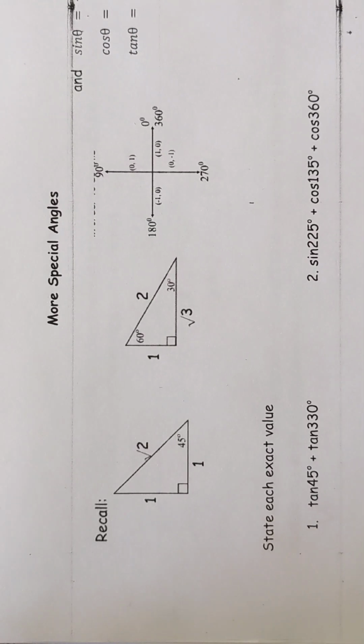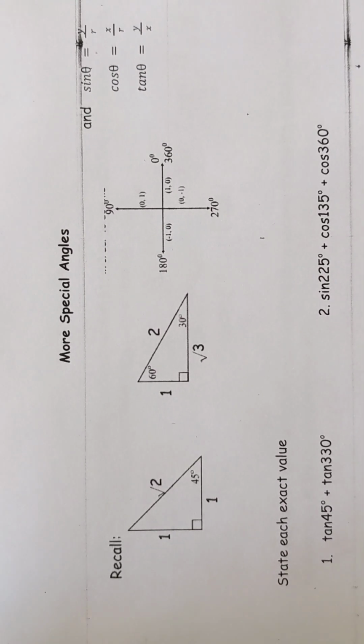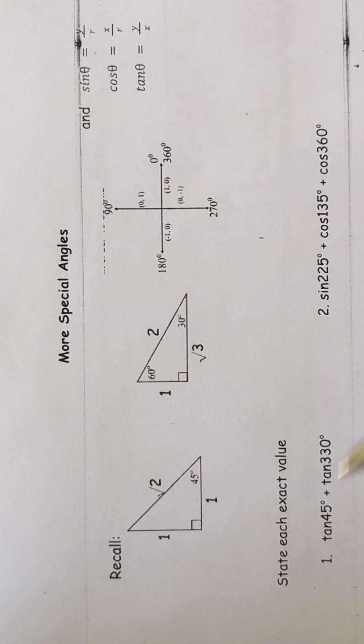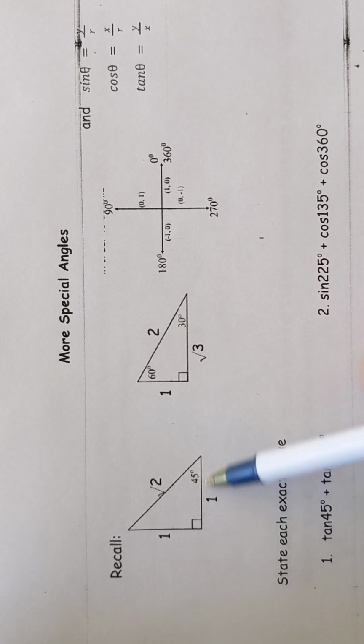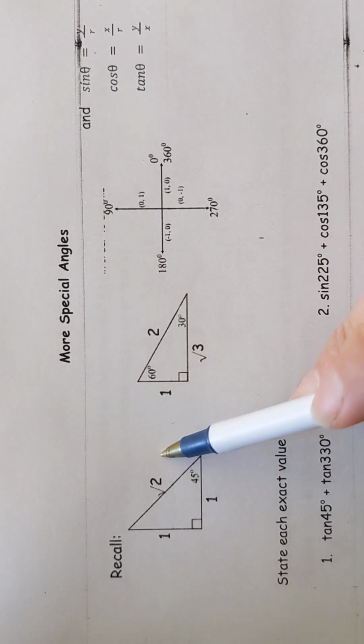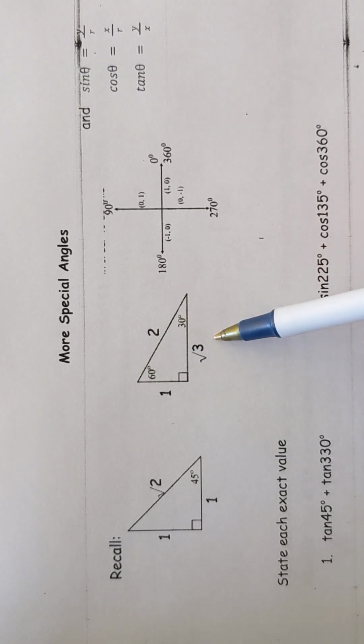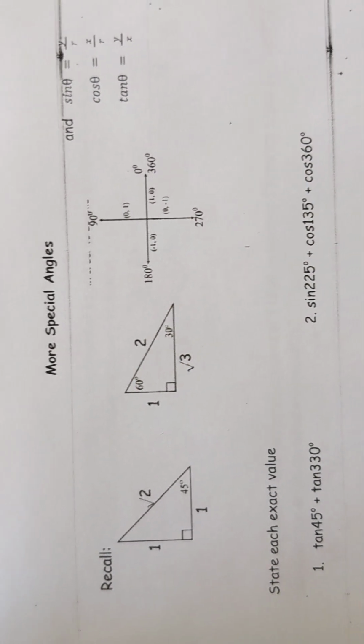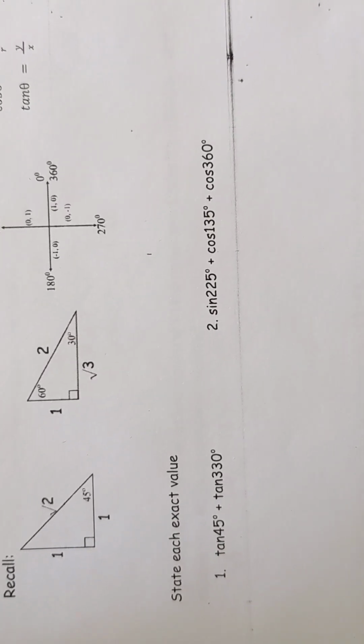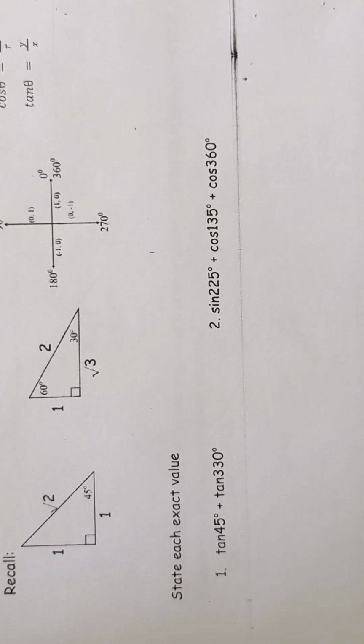Okay, more special angles. As a reminder, this information here you need to be able to either have memorized or produce quickly on the test because it won't be given to you. So you need to quickly know that the 45-degree triangle has these values 1, 1, square root 2, and the 60-30 triangle goes 1 to root 3. Okay, so we're going to state the exact trig value for these functions.